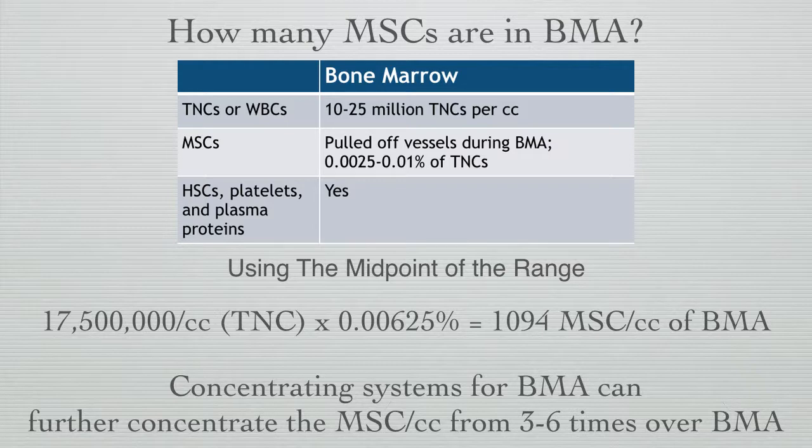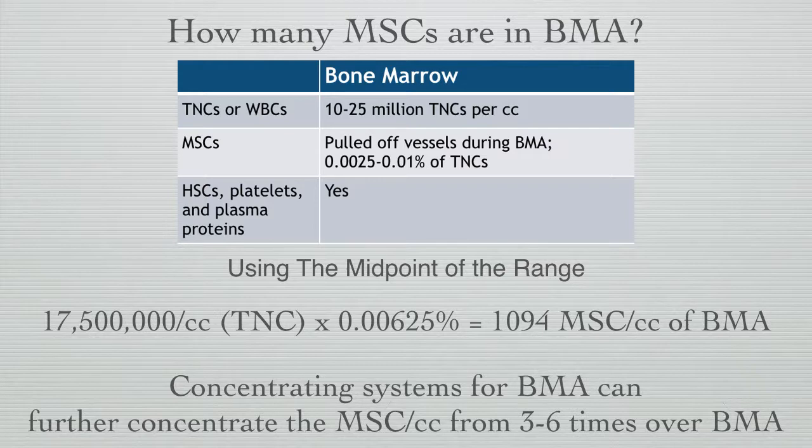And if we use the average percentage of those cells that are mesenchymal stem cells, we end up with a rough approximation of about 1,100 mesenchymal stem cells per cc of bone marrow aspirate. I'm going to say that again. That's about 1,100 mesenchymal stem cells per cc of bone marrow aspirate.